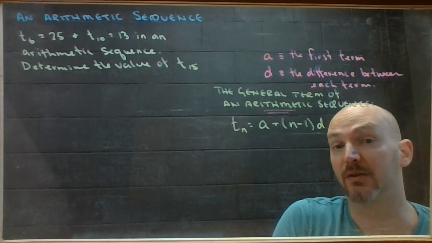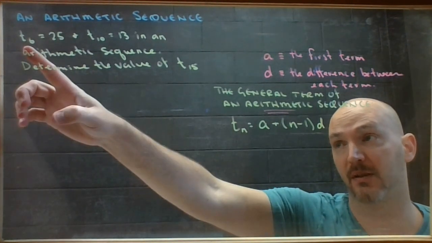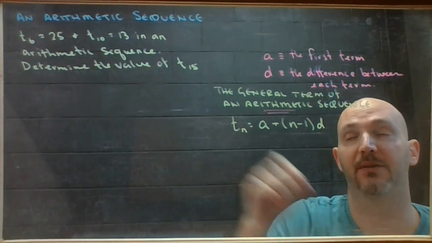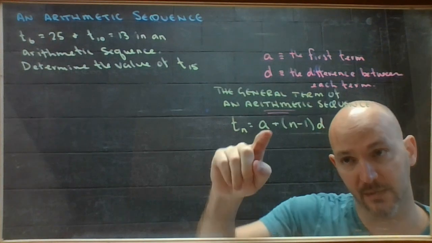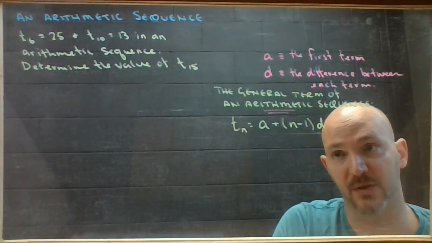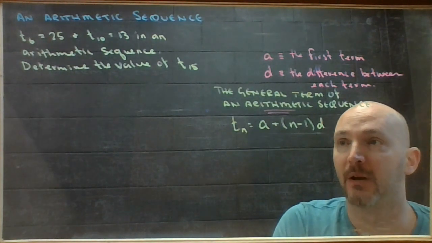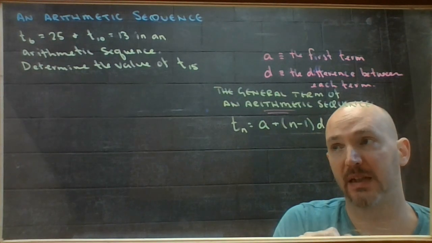So I've been given 2 terms in the sequence. The 6th term is 25 and the 10th term is 13. And I've been told it's an arithmetic sequence, which gives me permission to use this particular model. Determine the value of term 15.